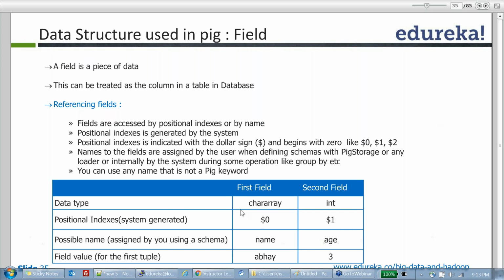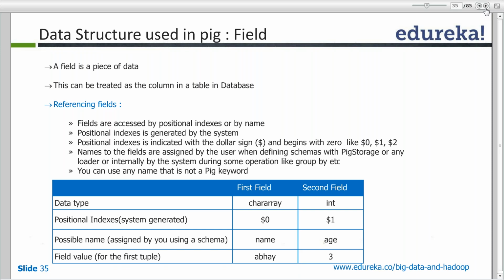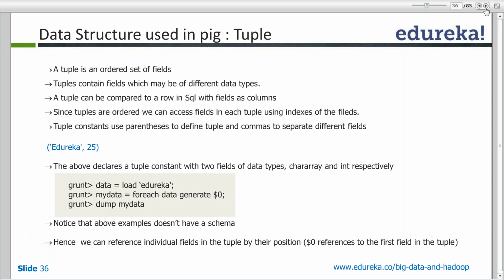So just an example. If the first field is a character and the second field is an integer, you can access them through positions $0, $1 or names, name and age. Right? And possible values could be these. Okay, so what is a tuple? A tuple is an ordered set of fields. A tuple contains fields which may be of different data types.